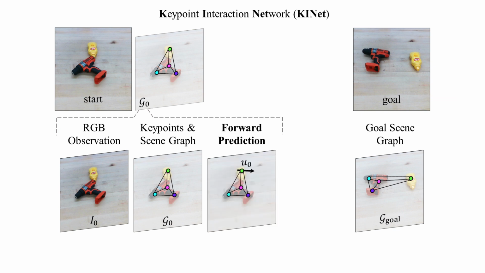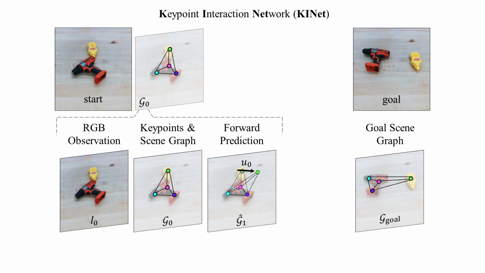Next, the forward prediction function learns to estimate the future state of the scene given its current configuration and an arbitrary pushing action vector. The forward prediction function is graph-based. It predicts the future location of the keypoints through multiple rounds of probabilistic message passing operations.